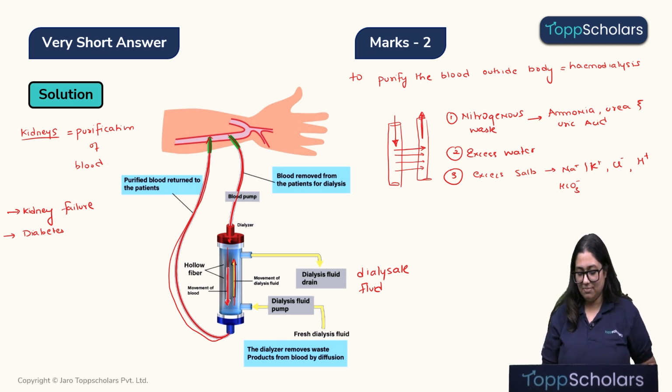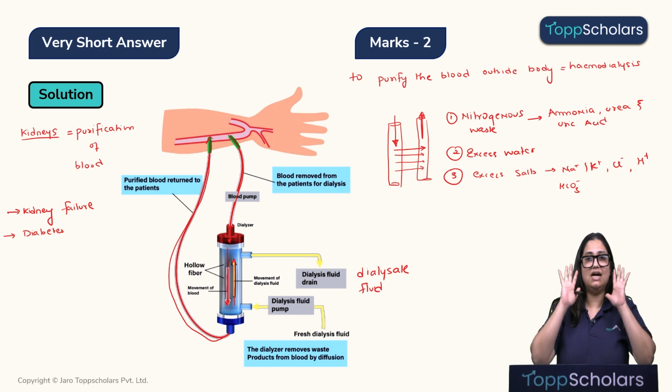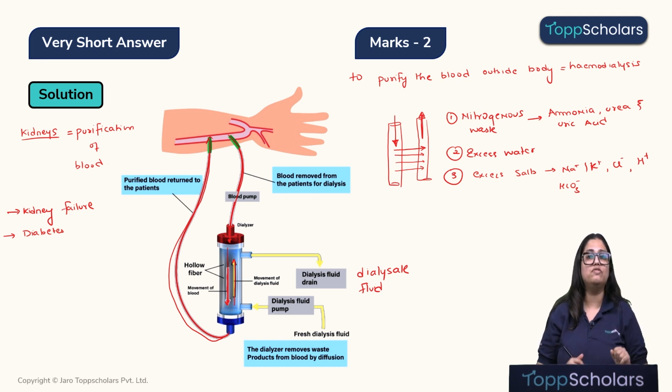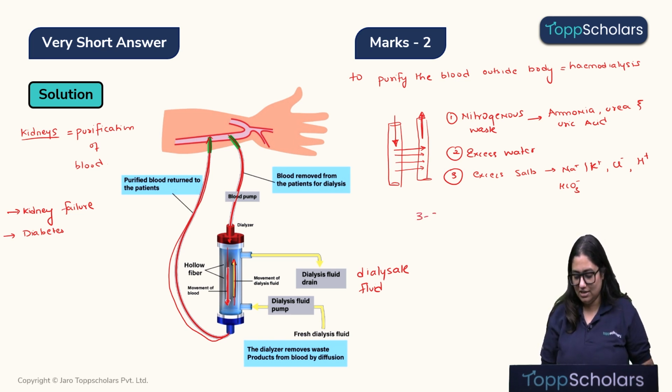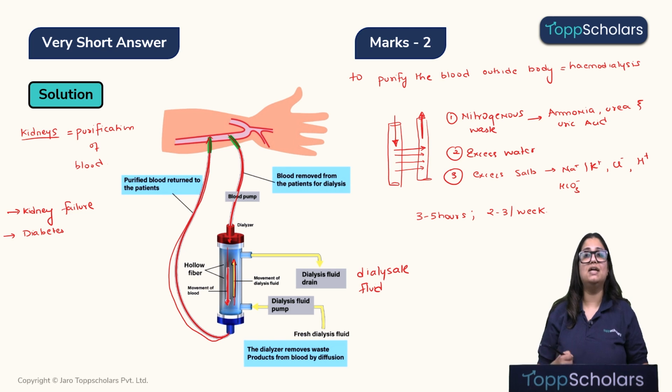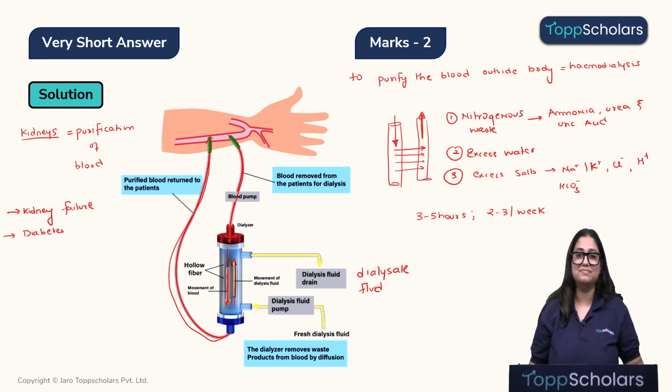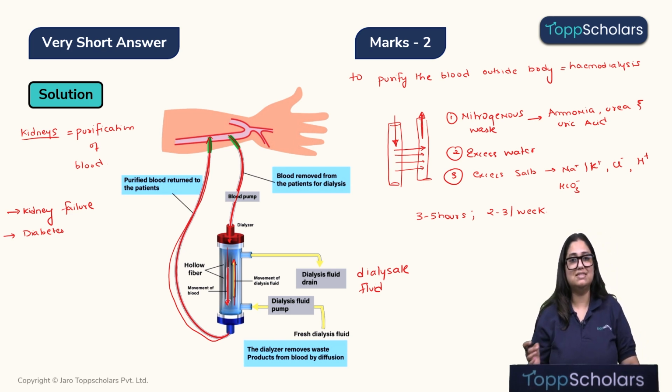Children, this entire process of purifying the entire 5 liters of blood, I hope you all know we have a total of 5 liters of blood in our body, takes roughly 3 to 5 hours. And a person needs to visit the hospital or undergo this process at least 2 to 3 times a week, so that the blood stays purified. I hope, children, this is clear.